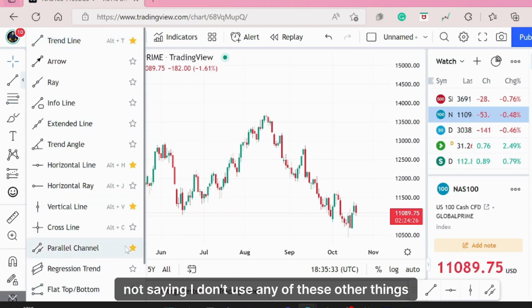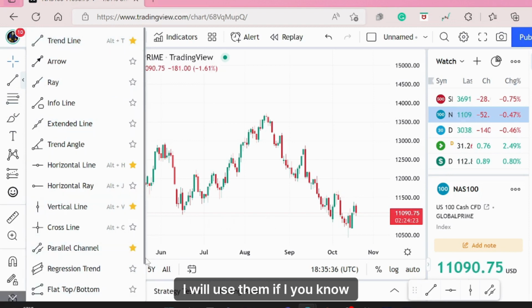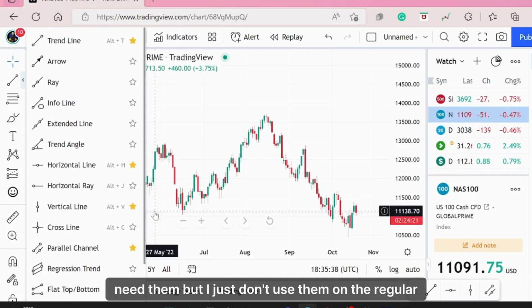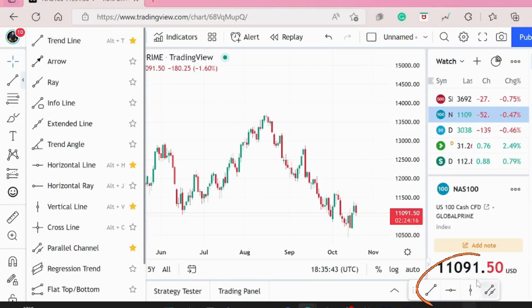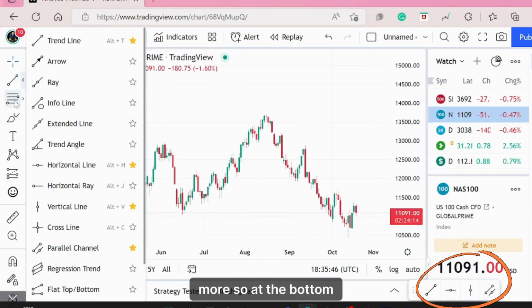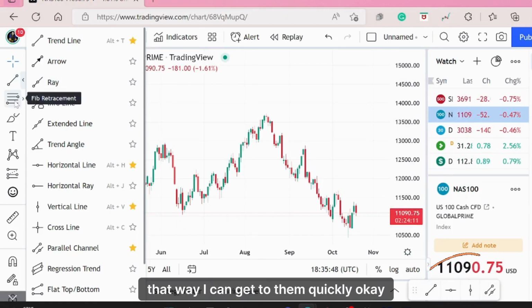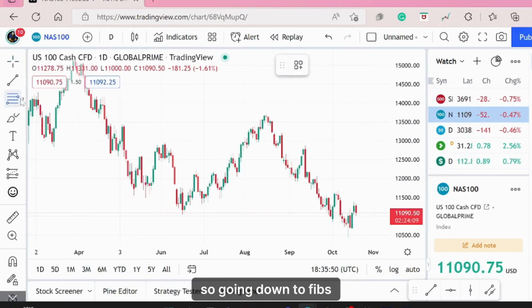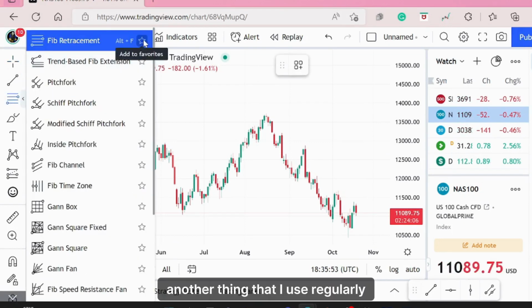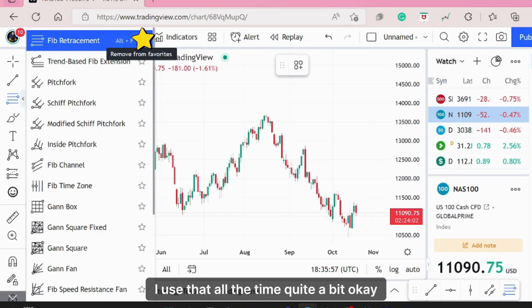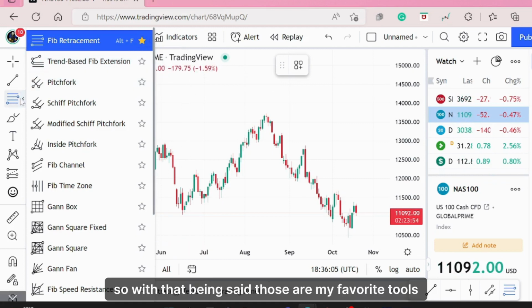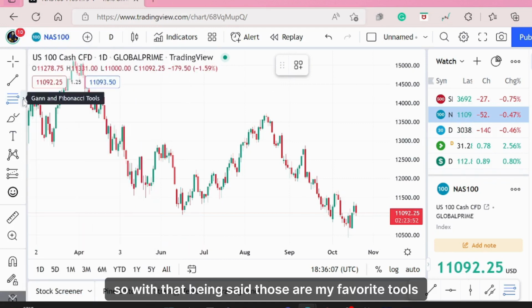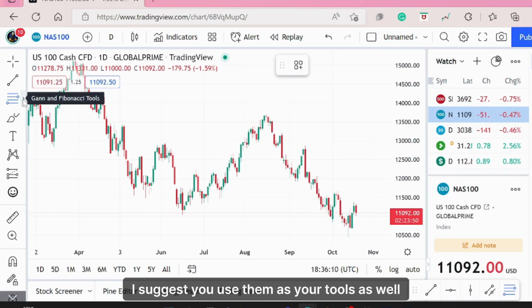Not saying I don't use any of these other things. I will use them if I need them, but I just don't use them on the regular. And I would like to have my regular things more so at the bottom. That way I can get to them quickly, okay? So going down to fibs, another thing that I use regularly is my fib retracement. I use that all the time, quite a bit, okay? Everything else is not something that I use all the time, okay? So with that being said, those are my favorite tools. I suggest you use them as your tools as well.